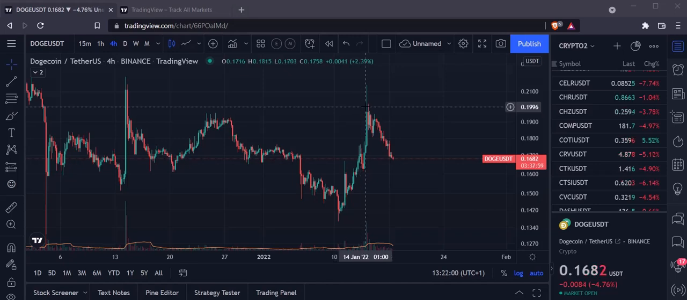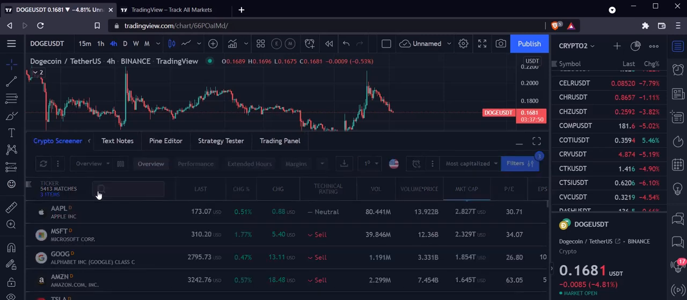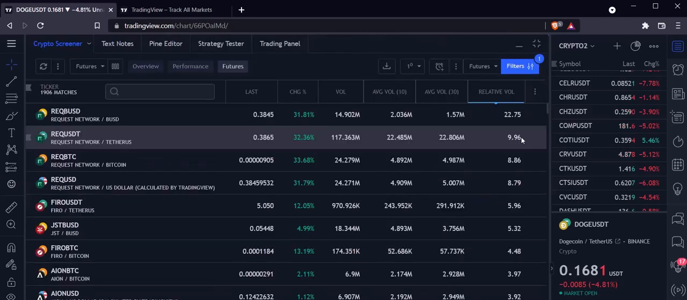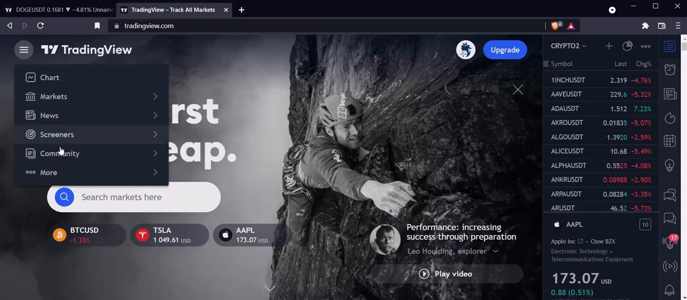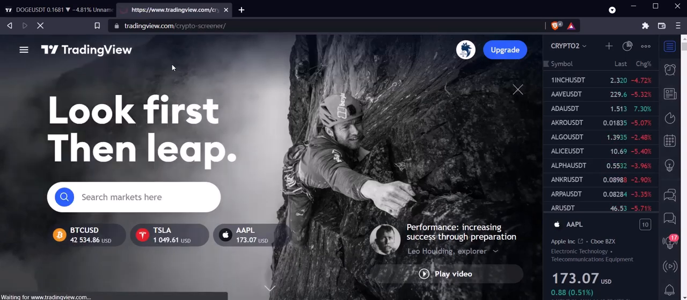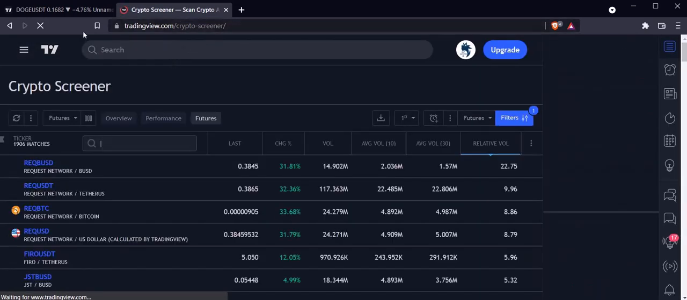Hey buddy, I want to show you about the screener I told you before. We go to this tab, stock screener, and we change it to crypto screener. We can maximize it, or also go to the TradingView website, and on the screeners tab we go to crypto screeners. So with these two steps we can go to the crypto screener.